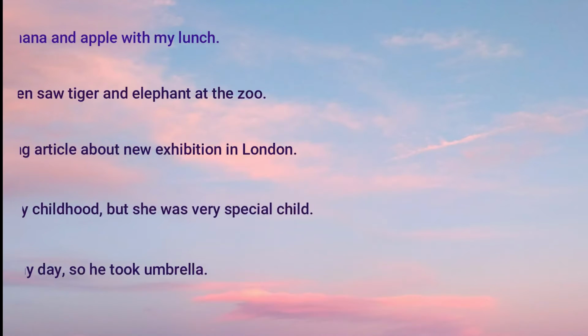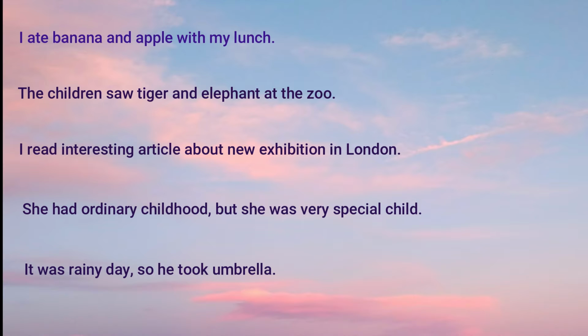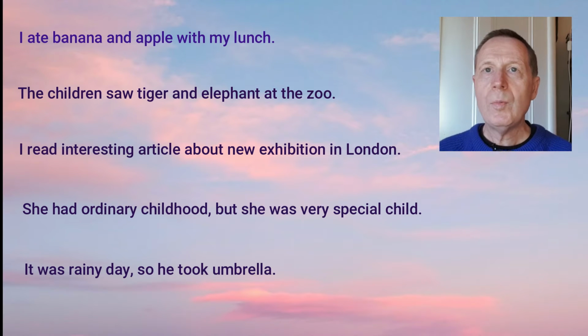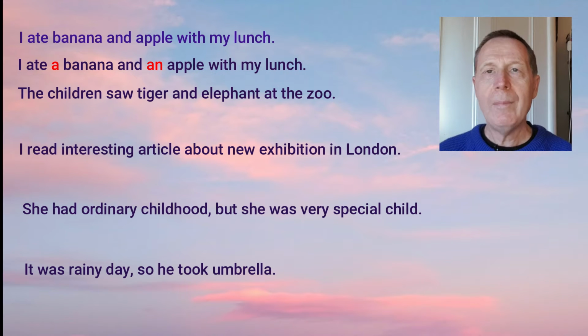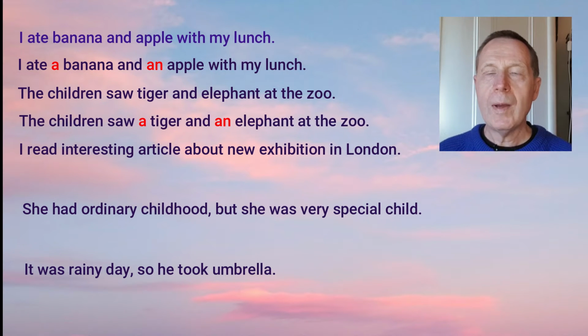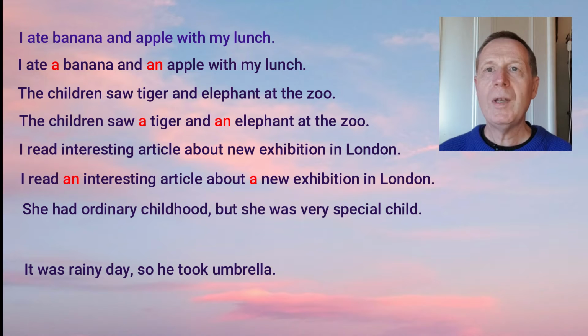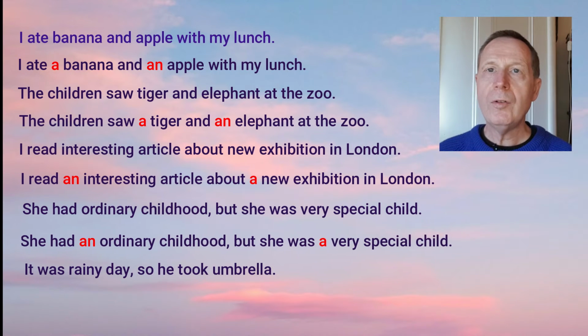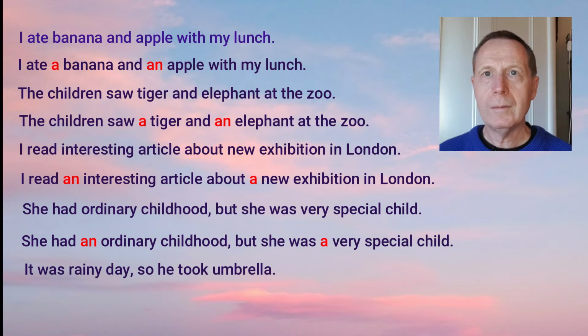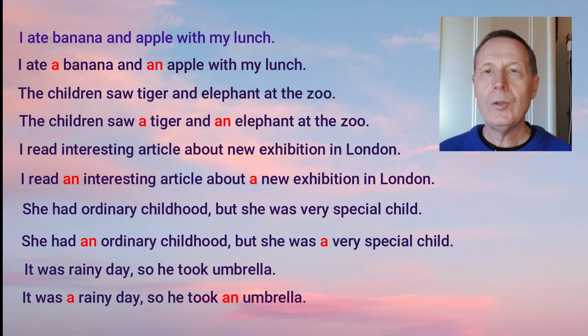Insert the articles into the following sentences. In these sentences, we should say, I ate a banana and an apple with my lunch. The children saw a tiger and an elephant at the zoo. I read an interesting article about a new exhibition in London. She had an ordinary childhood, but she was a very special child. It was a rainy day, so he took an umbrella.